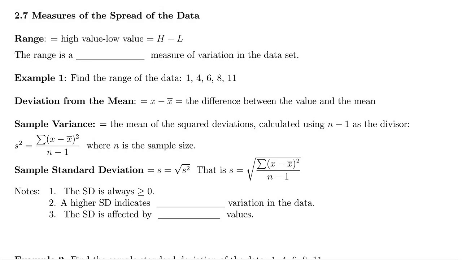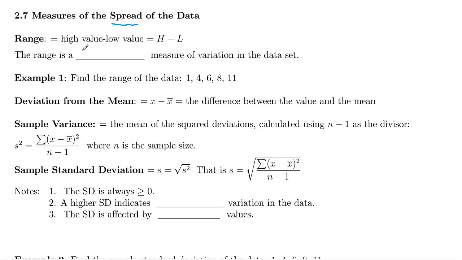So in an earlier section, we looked at measures of the center of the data. Here in section 2.7, we're going to look at measures of the spread of the data. So the first measure is called the range. It's a very rough measure. It's just the high value minus the low data value.